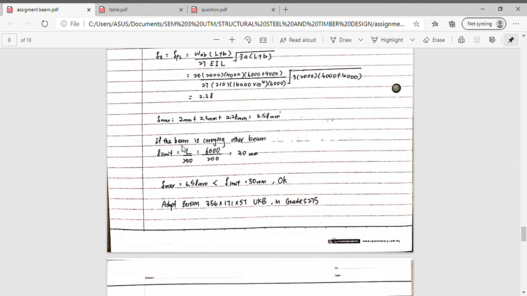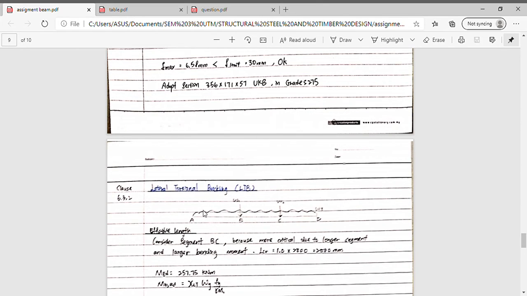The main beam DE is carrying the secondary beam, so I use this formula to get the answer 30 millimeters. So the maximum deflection is less than the deflection limit, so it's okay. So I adopt the section list in grade S275.